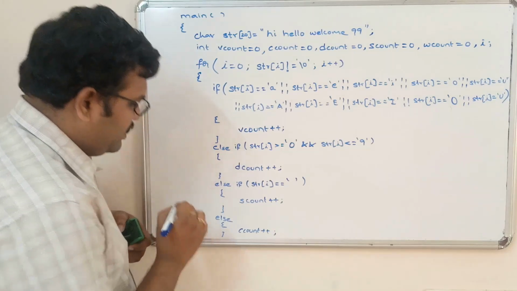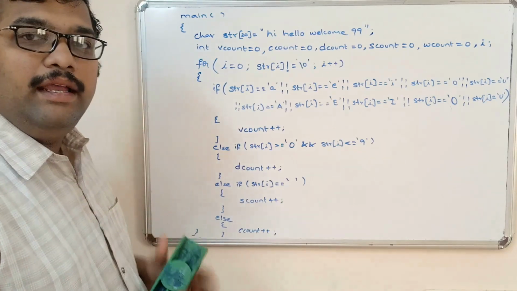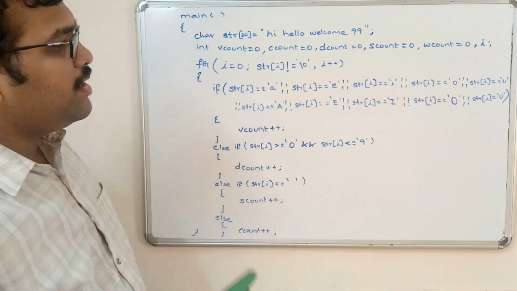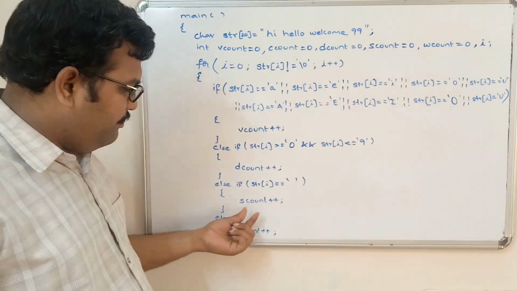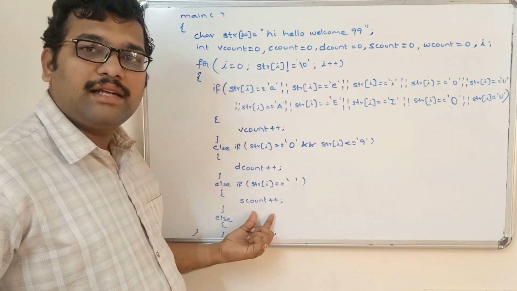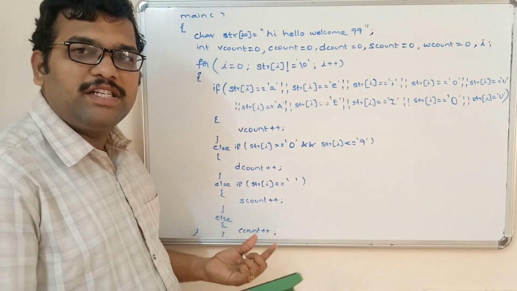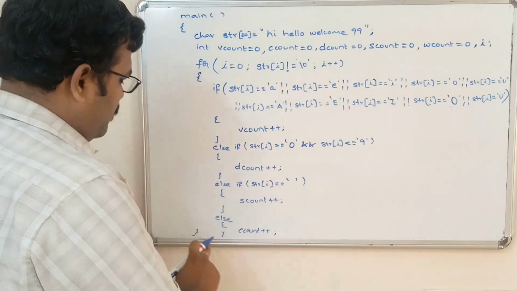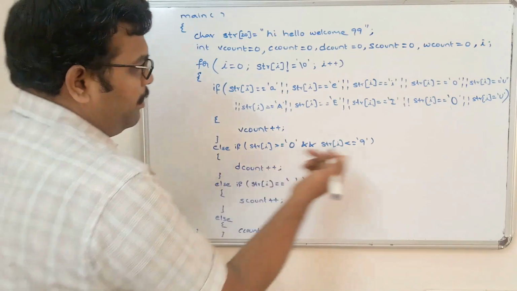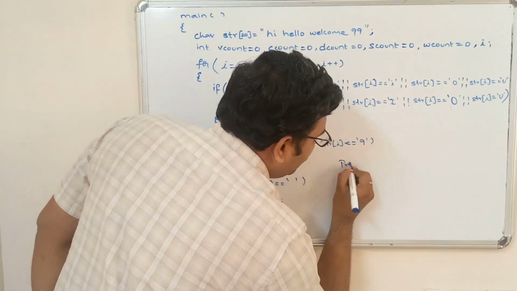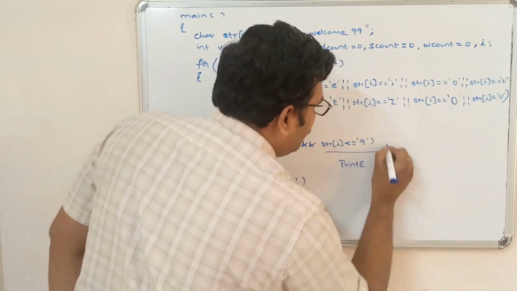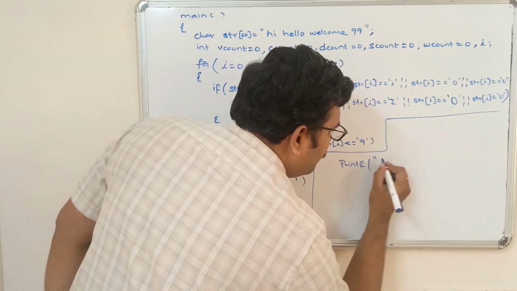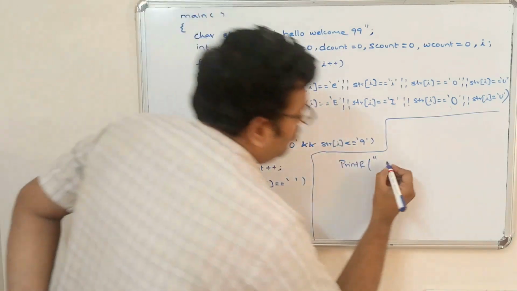Then, so here ends the program. So here we didn't calculate the word count, because directly if you calculate this S count, the S count plus 1 will give the word count. So next, after closing the for loop, write down the printf statement. Printf, so print the counts.